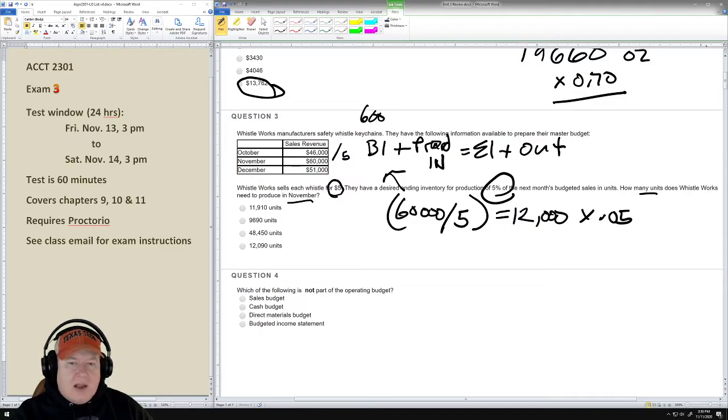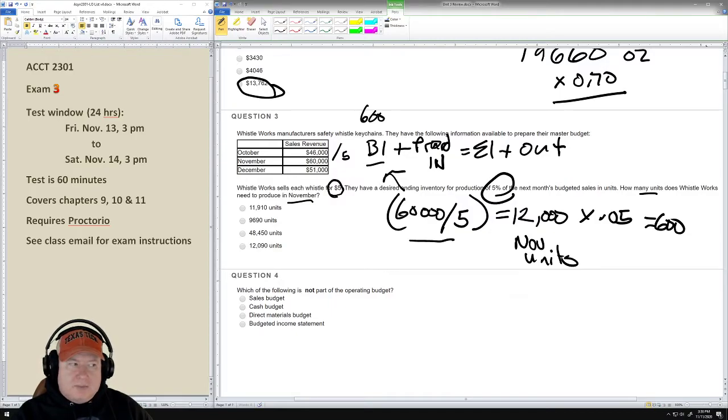How did I get that? The beginning inventory of November is the ending inventory of October. October's ending inventory is 5% of the next month's sales. So 5% of the next month's units, the November units. We get the November units by taking the dollars, 60,000 divided by $5 per unit. That gives us the November units. And then the ending inventory of October is 5% of that, times 0.05. So that's the ending inventory for October, which then becomes the beginning inventory for November.